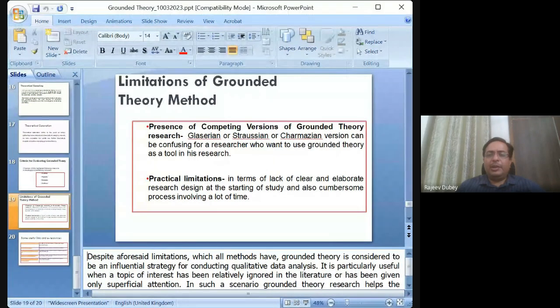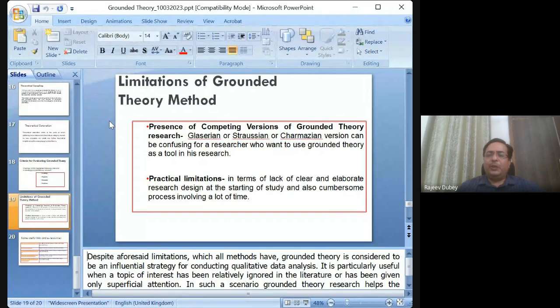One limitation is definitely, as we started with the flowchart, that there are competing versions of grounded theory: the Glaserian version, the Straussian version, the Charmazian version, then the Clarkian version of the postmodern turn in research. These are confusing for a researcher who wants to use grounded theory as a tool in his or her research. The practical limitation is the lack of a clear and elaborate research design at the start of the study, and also the cumbersome processes involved. It makes the use of grounded theory a little bit challenging.